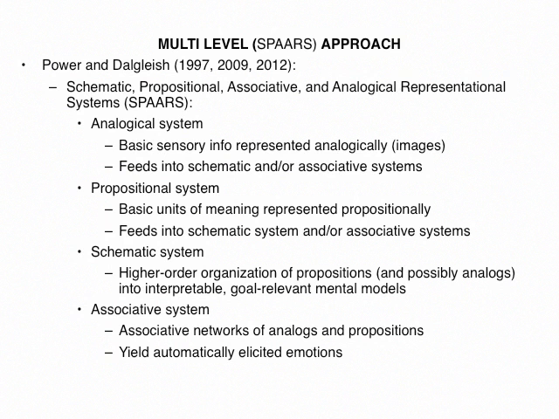All right, so now moving onward to the multi-level SPAARS approach. We're going to go more into it later, but here just a taste. Again, recapping, it is these schematic, propositional, associative, and analogical representational systems. Now I don't even know which A is which. I like it better with the analogical as the first A, but I don't care which way you put it. The thing to remember is that one of the A's is analogical and the other A is associative.